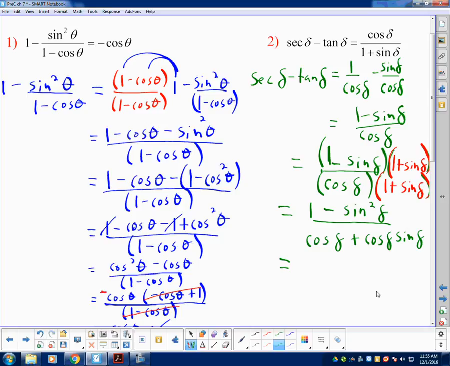Yes, that took me a while. Sorry. Okay, so now, once again, guys, we have an opportunity to use a Pythagorean identity. Do you see it? Oh, yeah. What is 1 minus sine squared of delta equal to? Cosine squared delta.